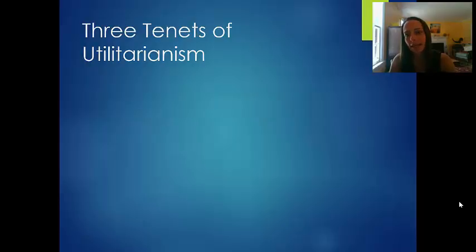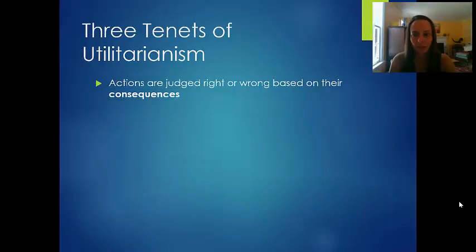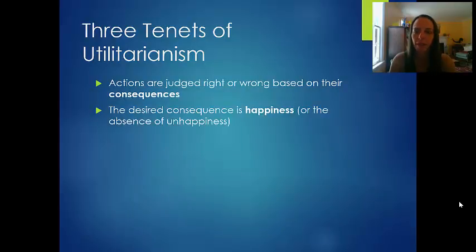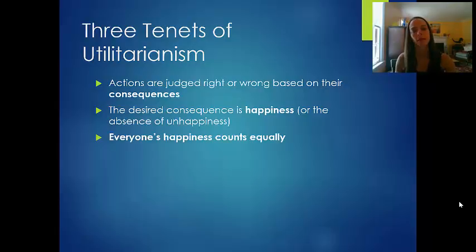So there are three main tenets of utilitarianism. The first is that actions are judged right or wrong based on their consequences. So we already talked about that as a consequentialist theory. And we already said that the desired consequence is happiness, or if you cannot achieve maximum happiness, you're trying to minimize unhappiness to the greatest extent that you can.